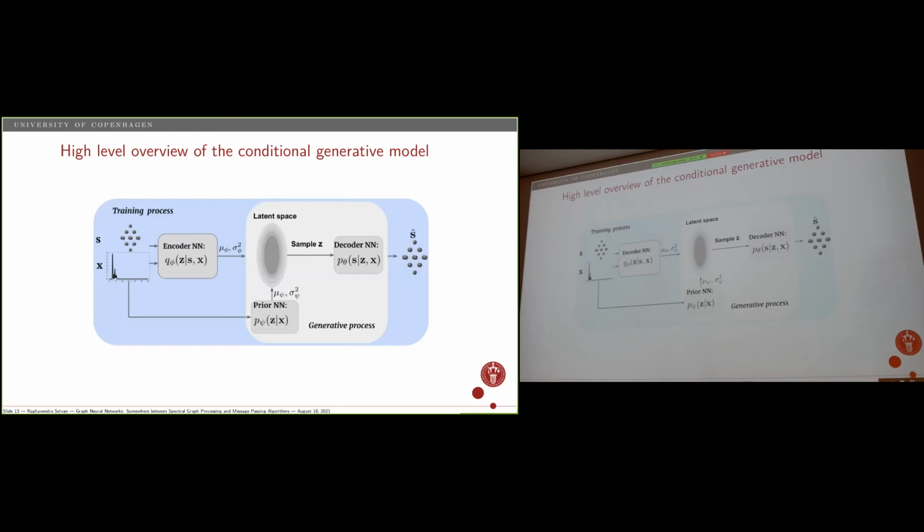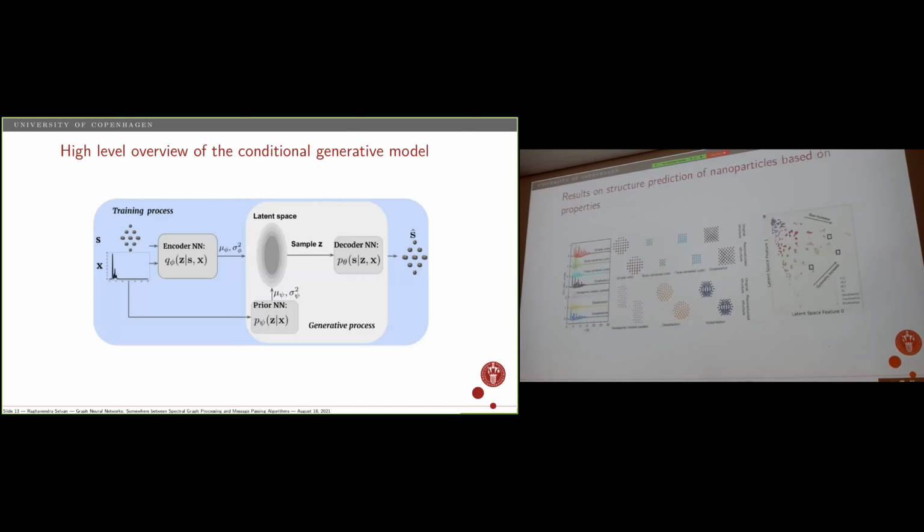I'm not getting into explaining a conditional VAE here, but we train them jointly, and then at inference, we hope that we have a sufficiently informative structured latent space, which can take your property and then obtain not just a single structure, but a population of structures by traversing this latent space, etc.